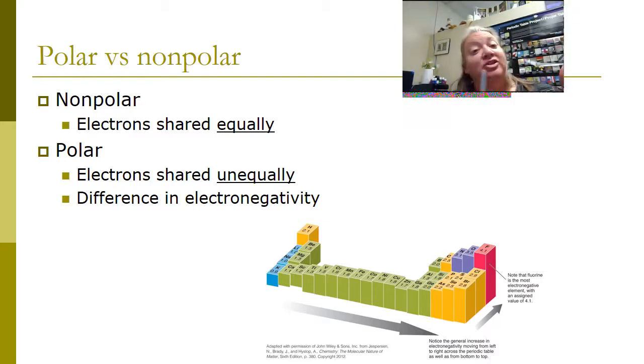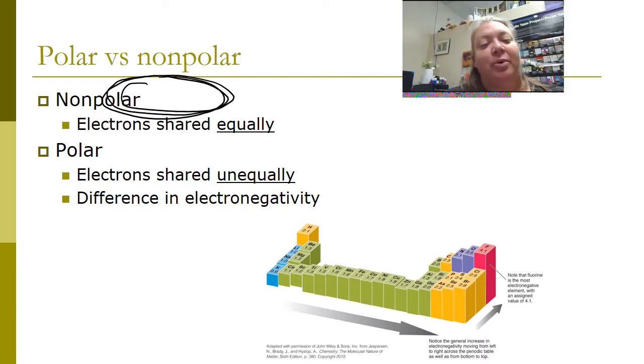Whenever electrons are being shared between 2 atoms, occasionally they will share them completely equally with one another. Sometimes I'll use the comparison of twins, but twins don't in real life share things equally. But if they shared very, very equally, that's going to be called nonpolar. So nonpolar, the electrons are shared equally between the 2 atoms. But most of the time, one of the elements likes the electrons more than the other. Whenever that happens, that's going to be polar.